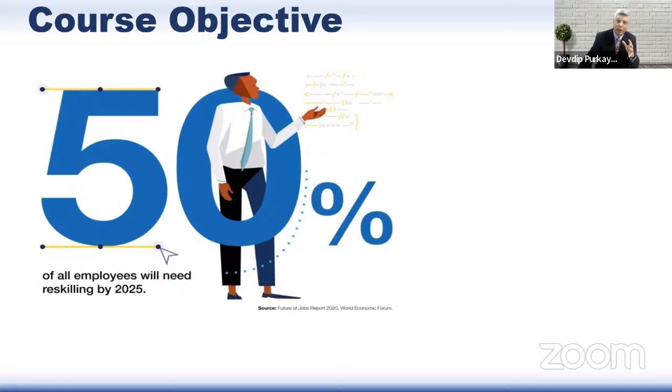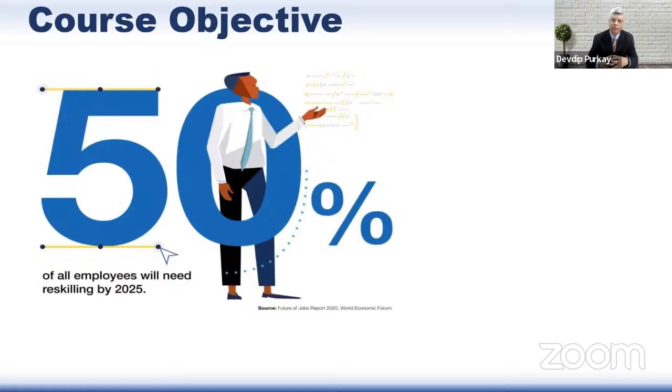Robotics are coming up. And therefore, if you look at the survey that the World Economic Forum did, a very leading think tank in the world, they have said in the jobs report published in 2020 that by 2025, 50% of the existing employees will need to be reskilled. Because the jobs will get obsolete. Some of the skills will get obsolete. And therefore, you need more skills.